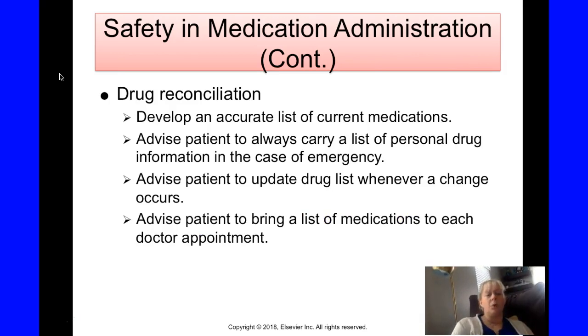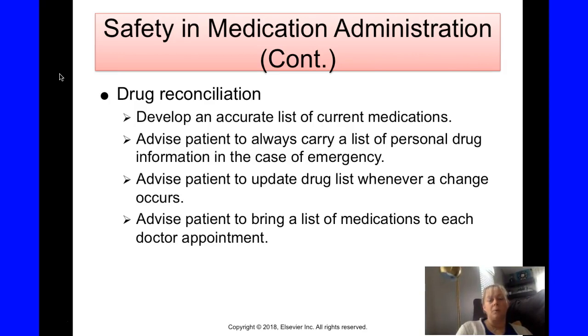All right, so there's something called drug reconciliation. We want to make sure that all the patient's medication information is accurate at all times. So at first you want to get an accurate list. And I know we talked about this in the last unit, that you're going to ask specifically about everything: over-the-counter, herbal medications, and prescription medications. The patient should always carry a list of drug information in case of emergency.